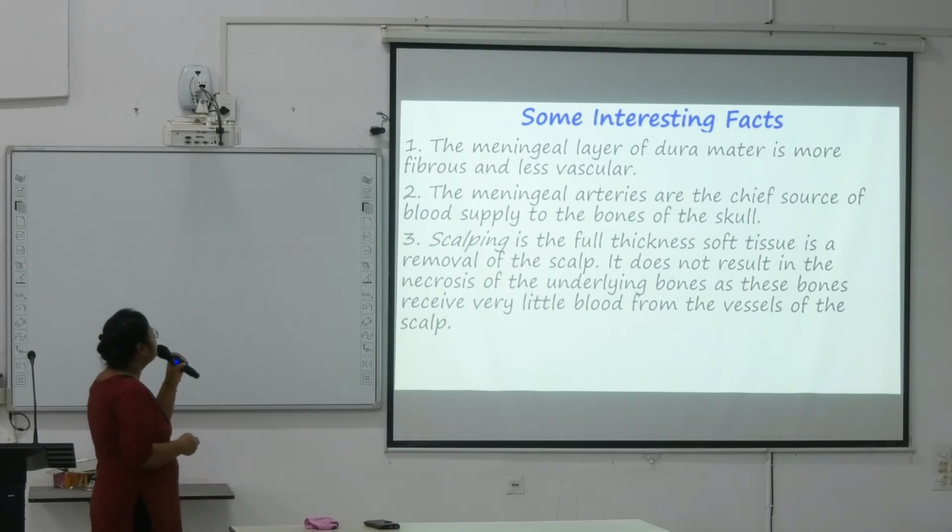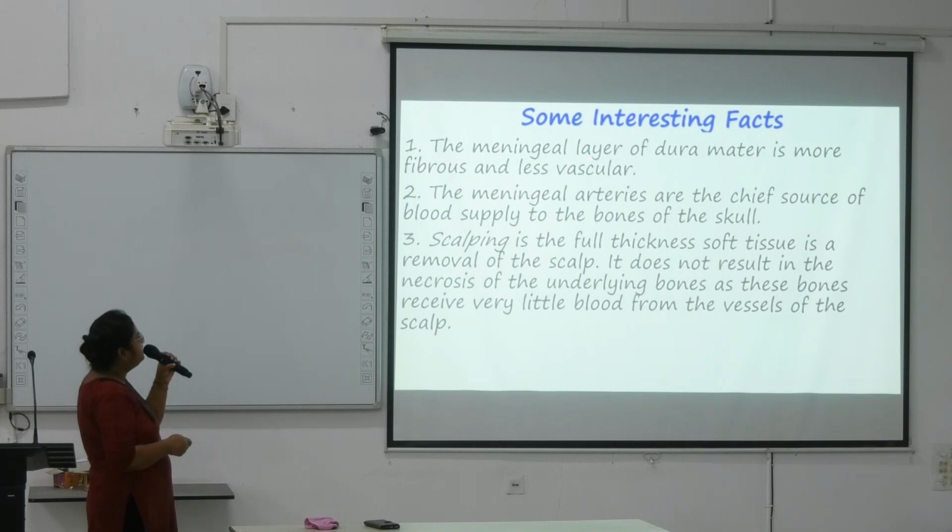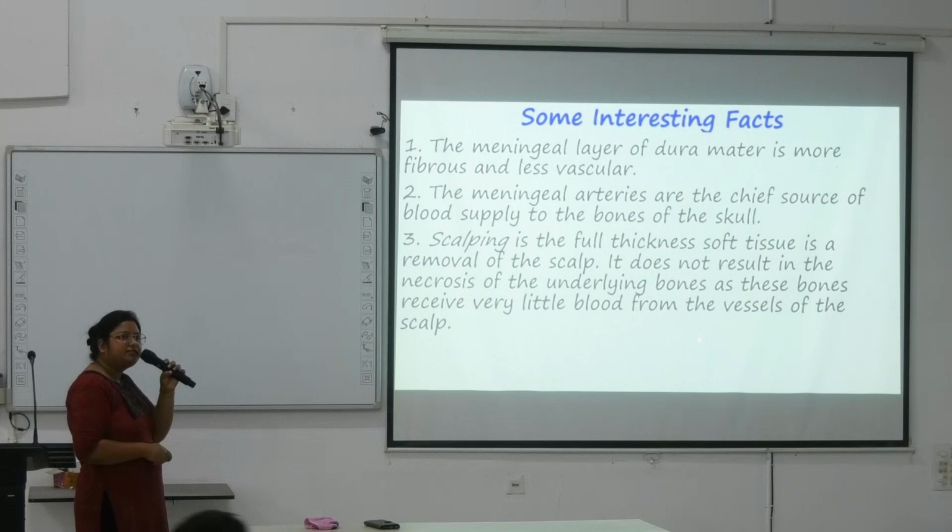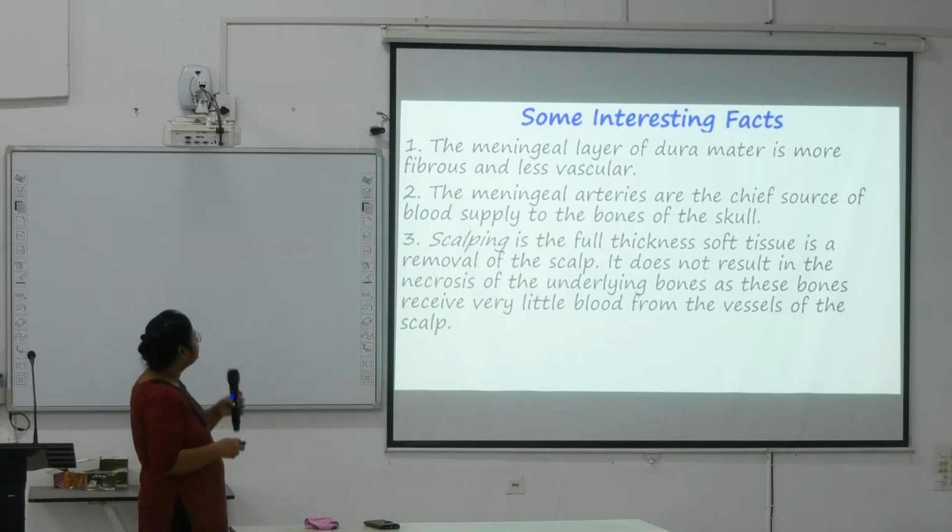So interesting. The meningeal layer of dura mater is more fibrous and less vascular, and the meningeal arteries are the chief source of blood supply to the bones of the skull. Scalping is removal of the soft tissue, including the fat. This process is known as scalping, and it does not result in necrosis of the underlying bones, as these bones receive very little blood from the vessels of the scalp. Next.